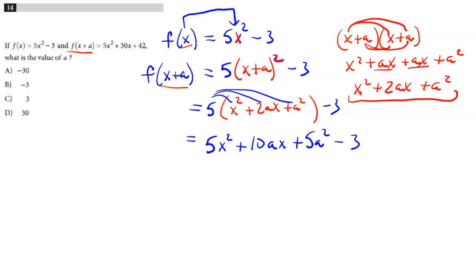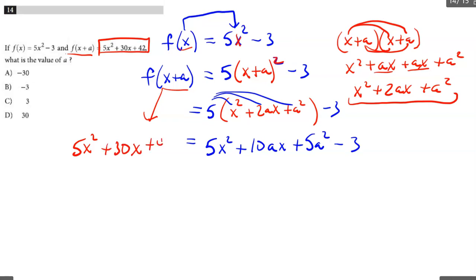And now I need to figure out, that needs to come out to equal this, because they kind of told me what this equaled. So I'm going to put that over here, and I have 5x squared plus 30x plus 42. So this is kind of what you call matching coefficients. So I need to get my coefficients, everything to match. So 5x squared matches. So that one I don't have to worry about. The 30x and the 10ax.